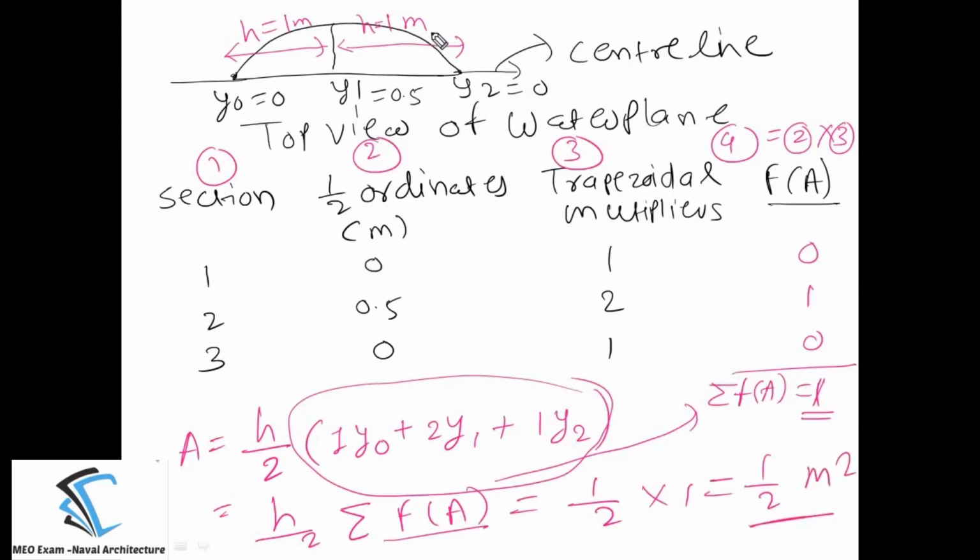So the area of this water plane is 1 by 2. But whatever the water area you got here, that is the half water plane area. If the question is for the full water plane area, you have to multiply with the 2 to this formula in the starting itself. So it will be 2 by 2, it will be 1 meter square. So this is the water plane area. So like this you can do the calculation by using the trapezoidal rule.